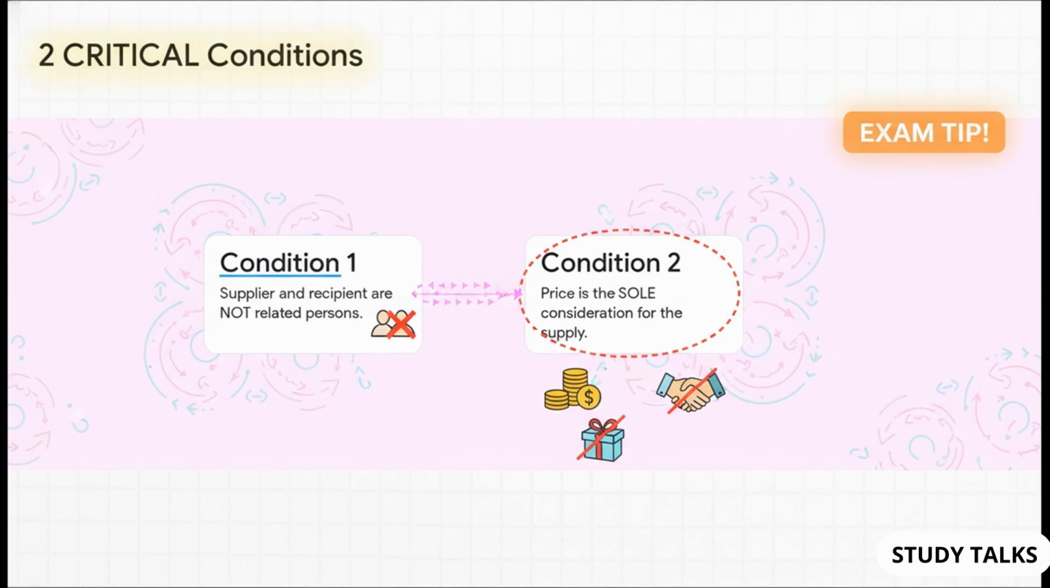First, the supplier and the recipient are not related persons, like family members or a holding company and its subsidiary. If they're related, the price could be manipulated so the law doesn't trust it. And second, the price has to be the sole consideration. That means there's no secret barter deal on the side, no other payments happening. The price on the invoice is the one and only thing being exchanged.